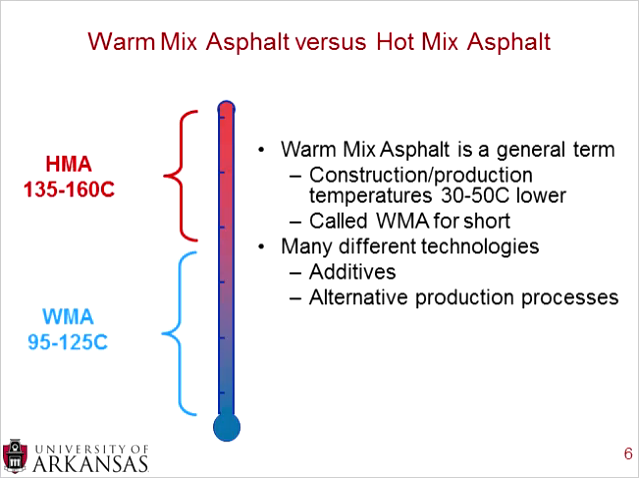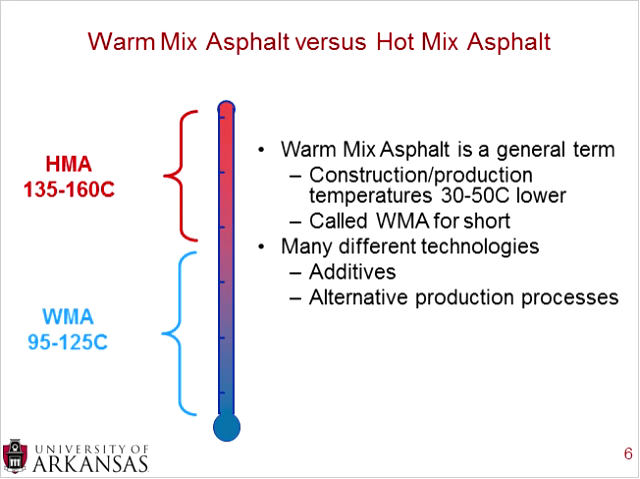Now, just kind of talking about some of the basic concepts of Warm Mix Asphalt and compare that to Hot Mix Asphalt. You can see some general temperature ranges for Hot Mix Asphalt production and construction is approximately 135 to 160 degrees Celsius, whereas Warm Mix Asphalt is approximately 30 to 50 degrees Celsius lower. And that's the 95 to 125 degrees Celsius range.